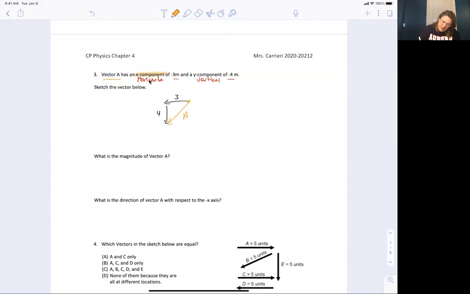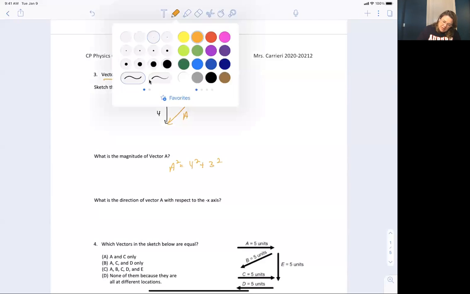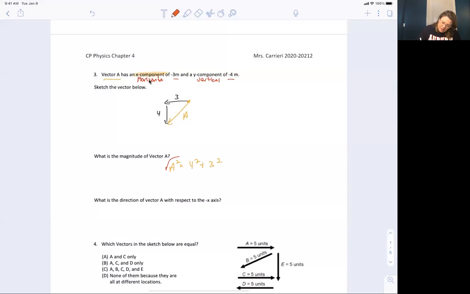What is the magnitude of A? Well, A squared has to equal 4 squared plus 3 squared. And we would have to take the square root of both sides, right, to get A by itself. So A is equal to the square root of 4 squared is 16 plus 9 is 25, which equals 5 meters.